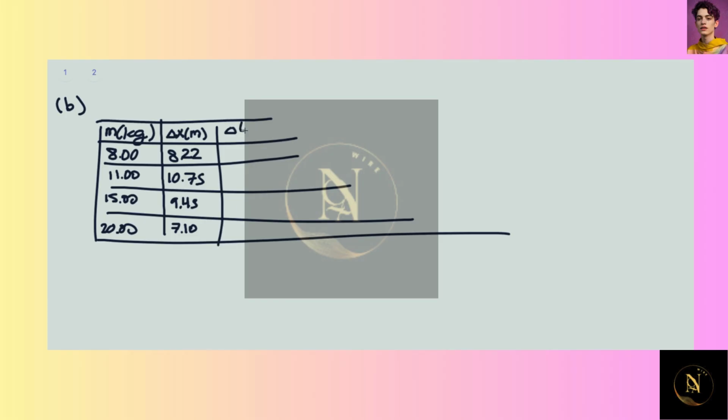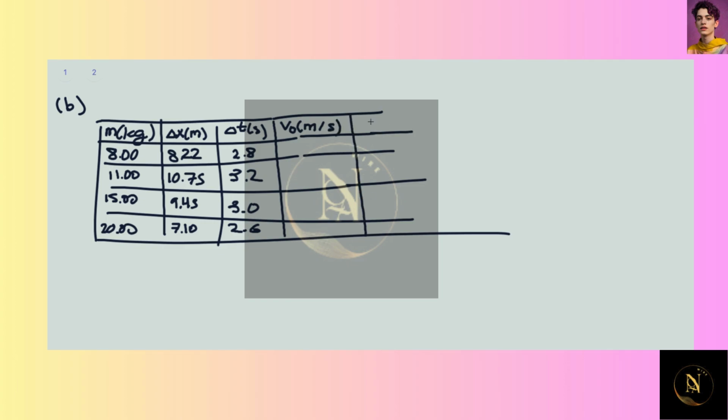Good, and then time interval in the third column, that's where delta t is going to go. So 2.8, 3.2, 3.0, and then 2.6. Interesting. And then initial velocity is going to be recorded here. We haven't calculated that yet. And then lastly, the force is going to go here, lowercase f, and we have not calculated that either. Okay, great. So we have our table all set up.